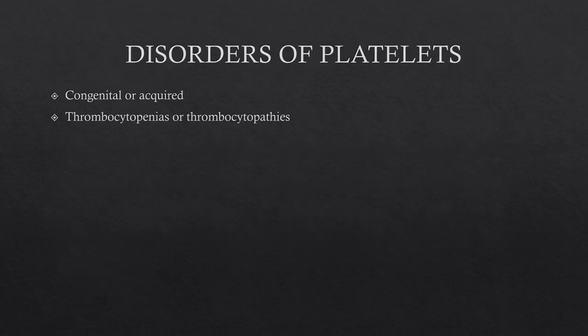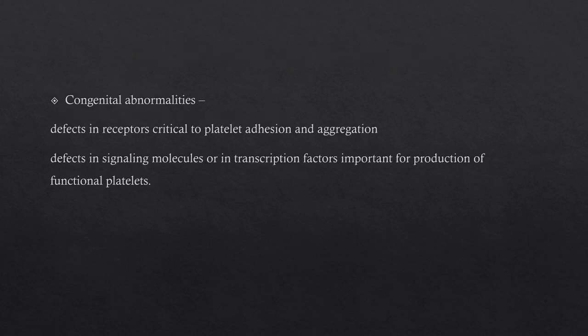The disorders of platelets can be either congenital or acquired, due to the use of drugs or due to other reasons which will be seen. It can be thrombocytopenias or cytopenias. The congenital abnormalities: if there is a defect in the receptors present on the platelet surface, there can be difficulty in adhesion or aggregation of the platelets. Or if the receptors are normal but there is a signaling issue between the platelets, or in the transcription factors important for the production of functional platelets, there will be a congenital abnormality of the platelets.